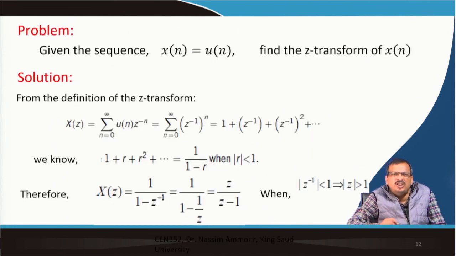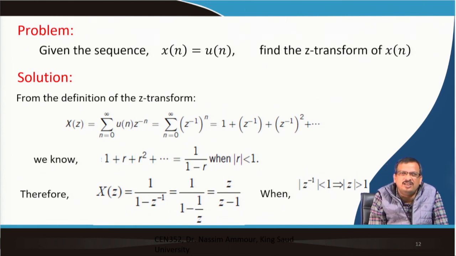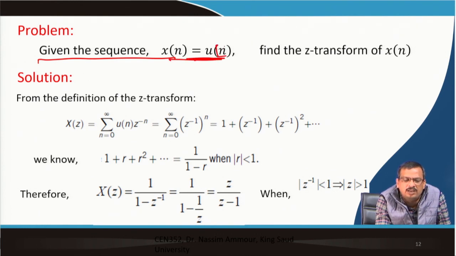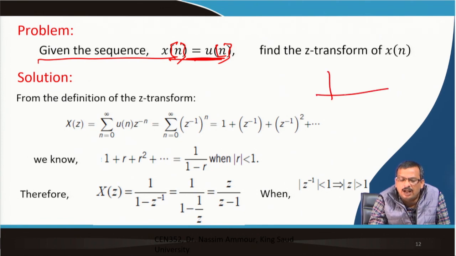Now, some problems related to the Z transform I will discuss, and then I end this class, because I have already covered the Z transform. So, that is why some problems I will discuss. Let us say given a sequence x(n) equal to u(n). You know what is u(n)? u(n) is a unit step function, that means for n greater than or equal to 0, all are 1. So, this is u(n).